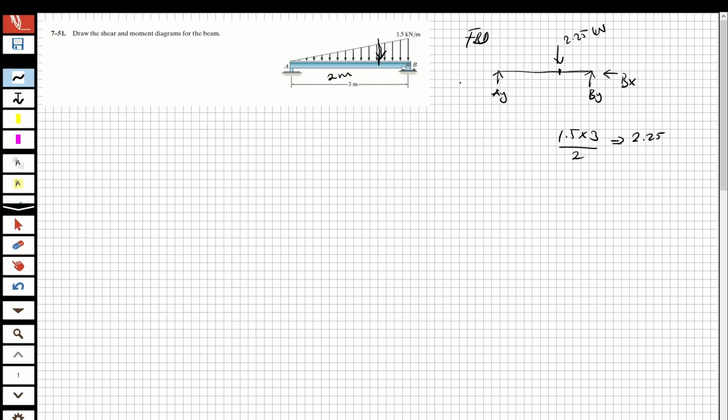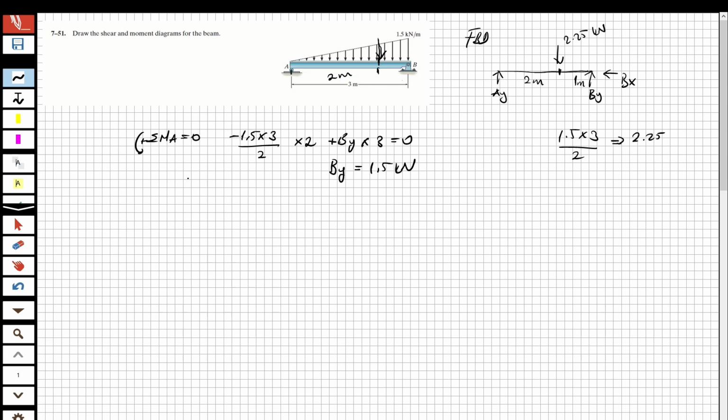Now I have drawn the free body diagram, so let's determine the reactions. First I'm going to take the moment with respect to A: minus 1.5 multiplied by 3 over 2, and multiplied by 2. Look here, 1.5 multiplied by 3 over 2, because it's a triangle, and multiplied by 2, this length, because I'm taking the moment with respect to A. This is 1 meter, this is 2 meters, and plus BY multiplied by 3 equals 0. From this equation, I obtain BY equal to 1.5 kilonewton.